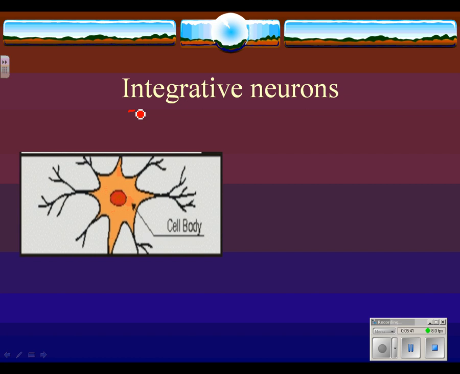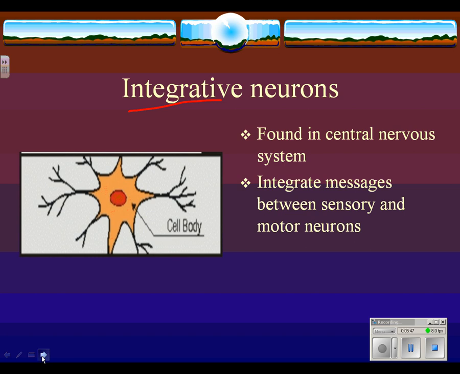Integrative nerves. These are the ones where decisions are made, remember? They're found in the central nervous system. Their job is to integrate messages, and I put them between sensory and motor neurons, but in a lot of places, they integrate with each other. They work together to make decisions, if you will.